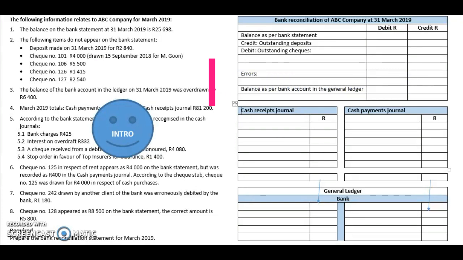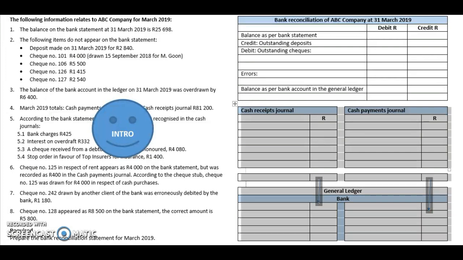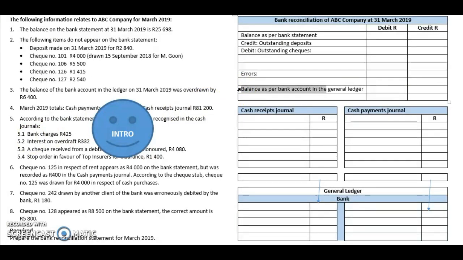In a bank reconciliation question, besides the bank reconciliation, you'll generally also have to prepare updated cash journals and the bank account in the general ledger. The journals are required to update the bank account, and the bank account is required to obtain the balance that is needed for the bank reconciliation. The bank reconciliation starts with the balance as per the bank statement and ends with the balance as per the bank account in the general ledger.